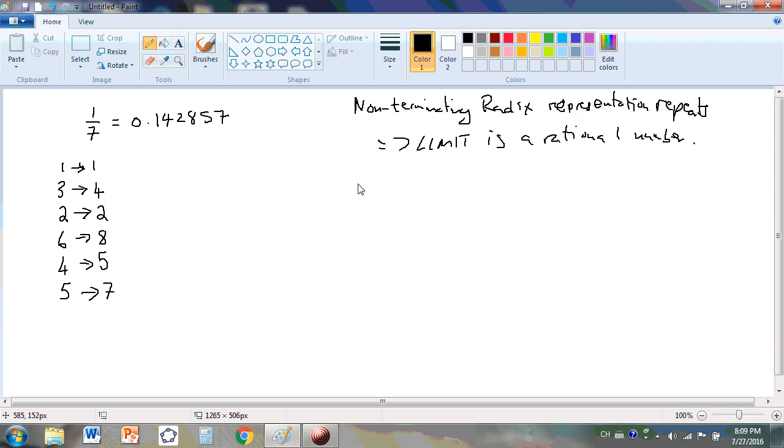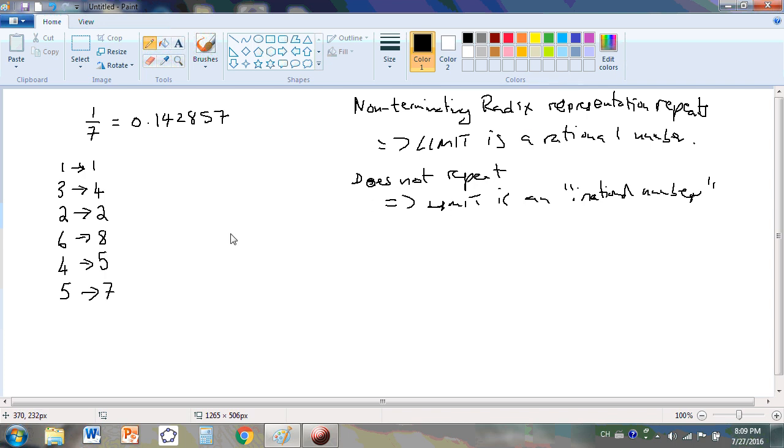If, however, it does not repeat, then this implies that the limit is an irrational number. Okay, so this is something that's generally agreed to in the mainstream.